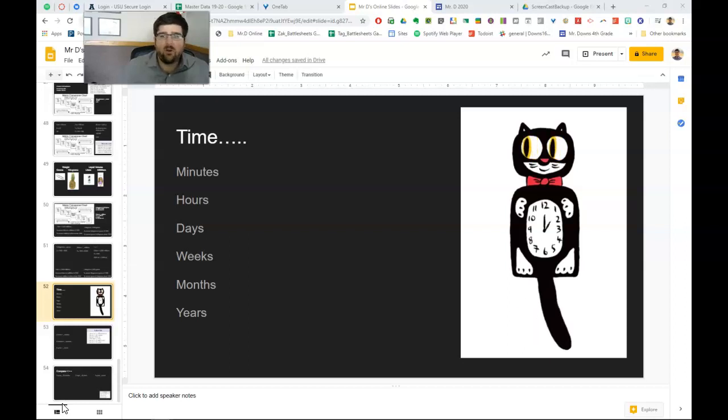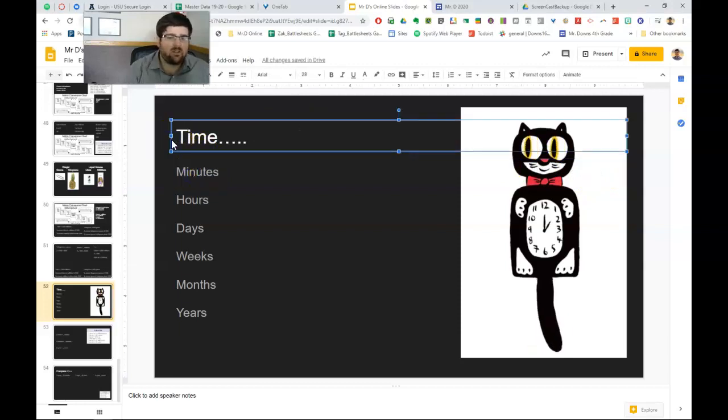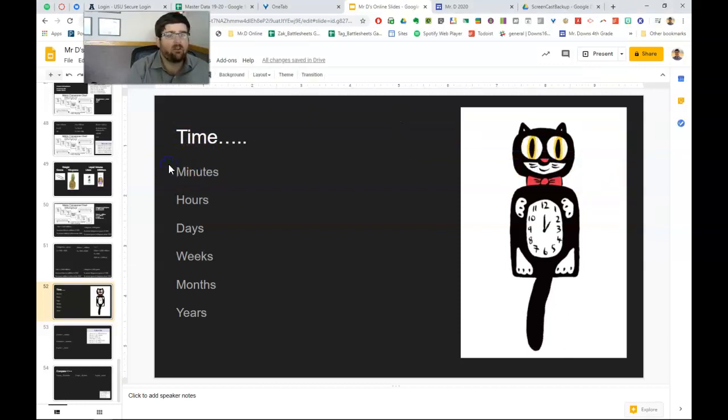So you all know that there's minutes, and minutes are fairly short amounts of time. It's about 60 seconds, so the time that you can count to 60 in if you're going at a nice smooth pace would be 1 minute. And then there are 60 minutes in 1 hour. There are 24 hours in 1 day. There are 7 days in a week.